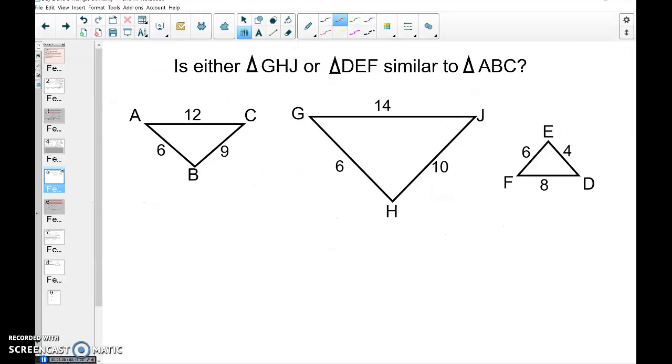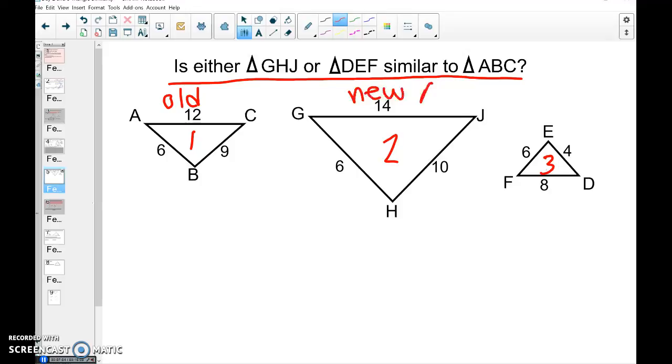Okay, so here's the directions for the second one. I know it doesn't actually say it on your worksheet, so make sure you understand that that's what it's asking. Is either triangle GHJ or DEF similar to triangle ABC? That automatically means that this one is our old guy. I'm going to mark that with the number 1. And then basically we're doing 2 things. We're comparing it to the second triangle. So we'll call this new option A. And this guy is new option B.